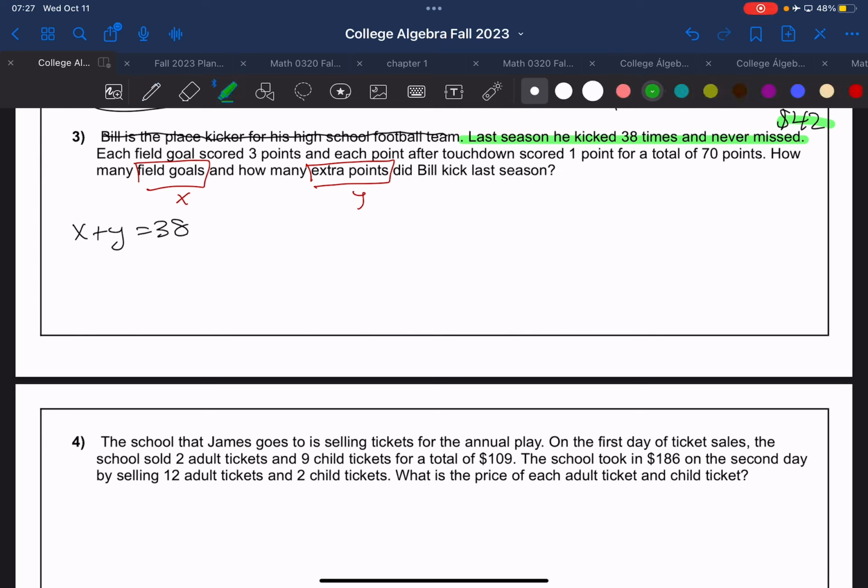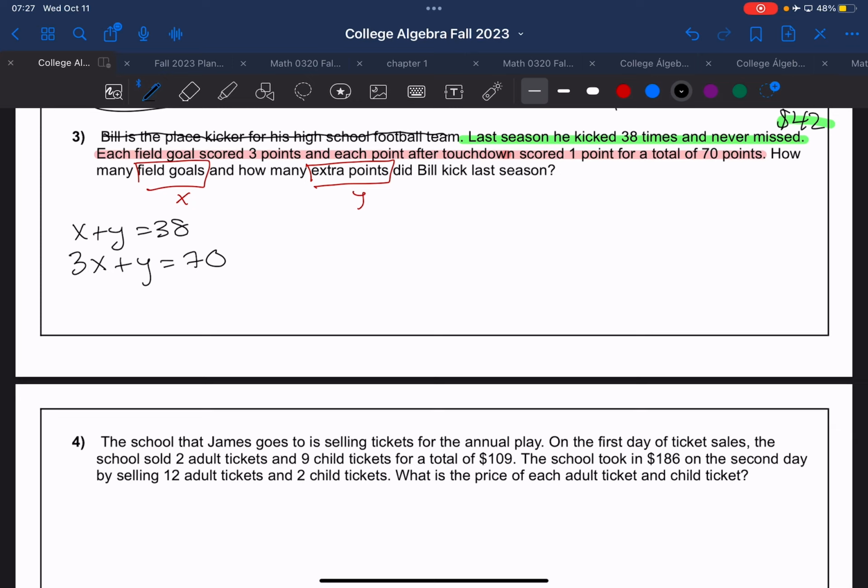Now we look at our next equation. Each field goal scores 3 points. Each point after touchdown scores 1 point for a total of 70 points. We already said that field goals is X and these extra points are Y. So knowing that, what is our second equation? Correct. 3x, because it's 3 points for a field goal, plus y, because it's 1 point for those extra points, equals 70. So now we have our two equations.